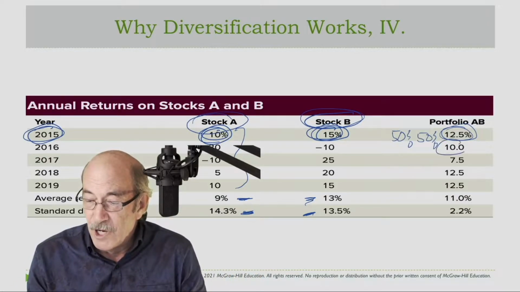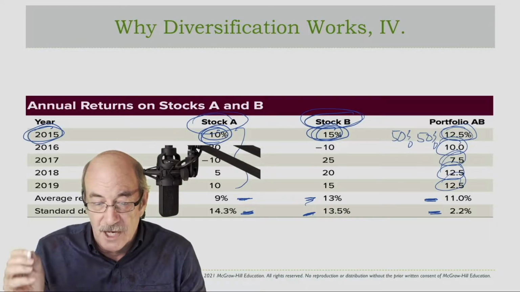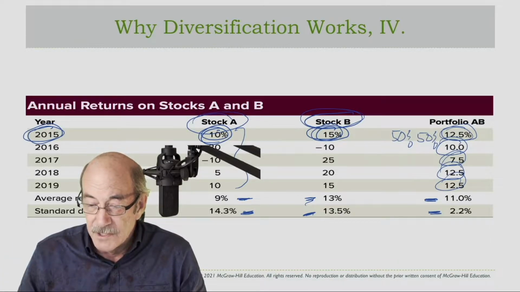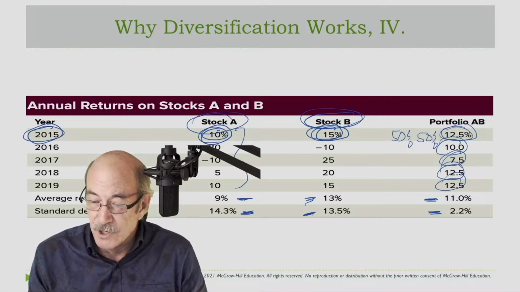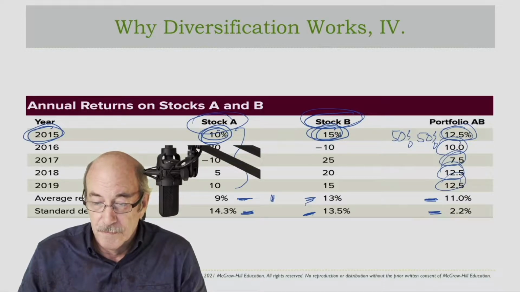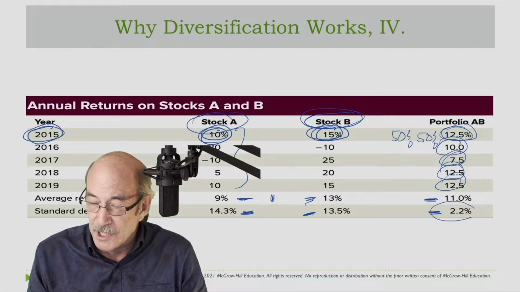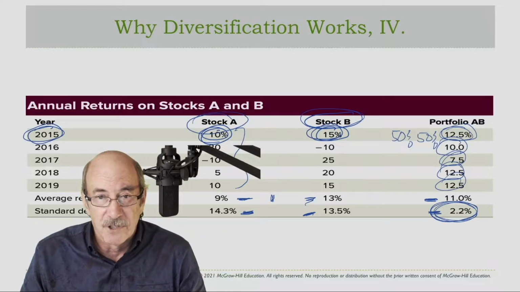So if I do that for each year, 50-50 of each of these, and then I recalculate my average return and my standard deviation of returns, I see something really good here. My average return falls in between the two, but what really is drawing my attention is what's happened to the standard deviation of returns here. It's gone way down.